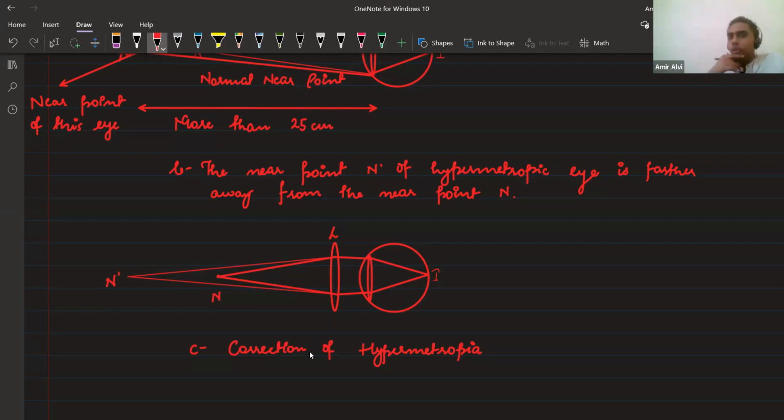Okay. So that's how you will draw these diagrams. Anybody, please let me know any doubts so far? Okay. So that's the correction of hypermetropia. The main purpose of using the convex lens is to increase the converging power, because the eye lens is not converging the light rays to that extent. Say yes or no?